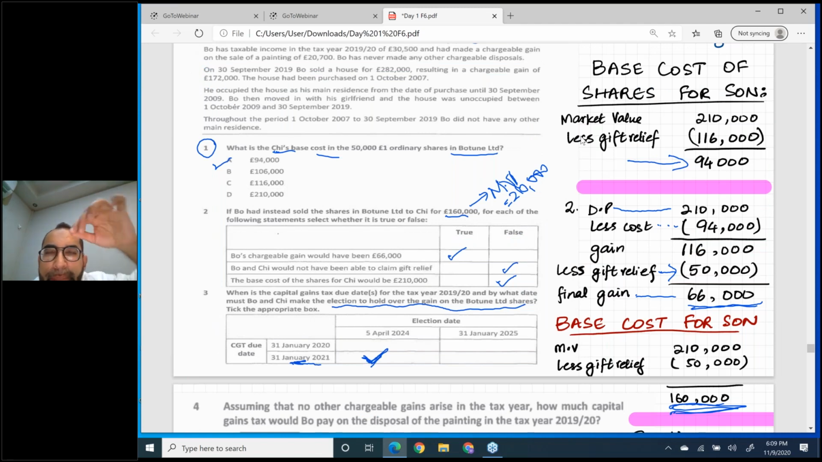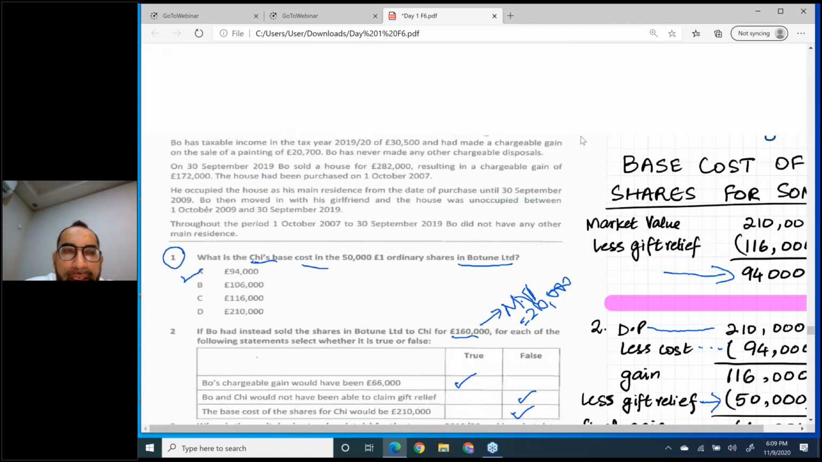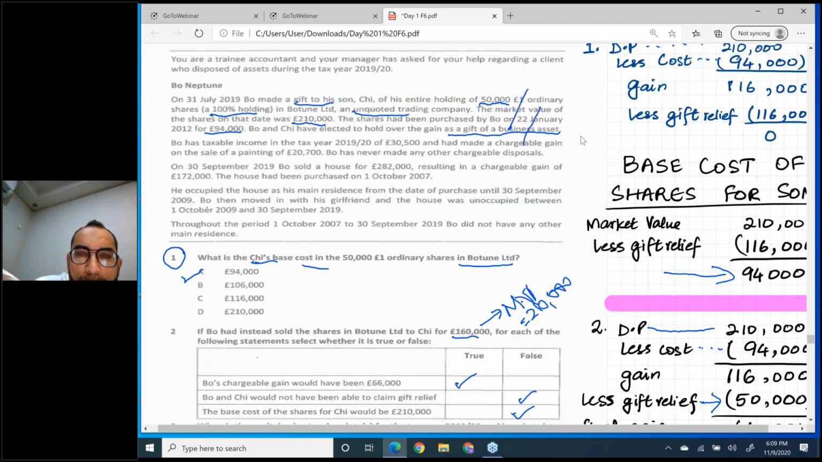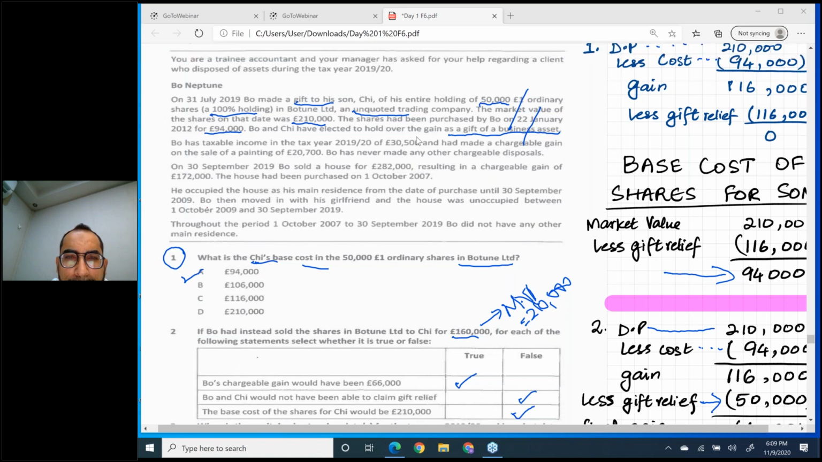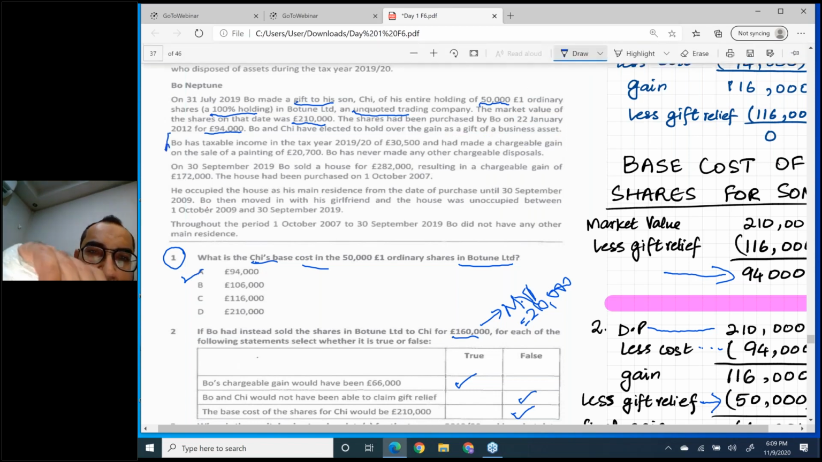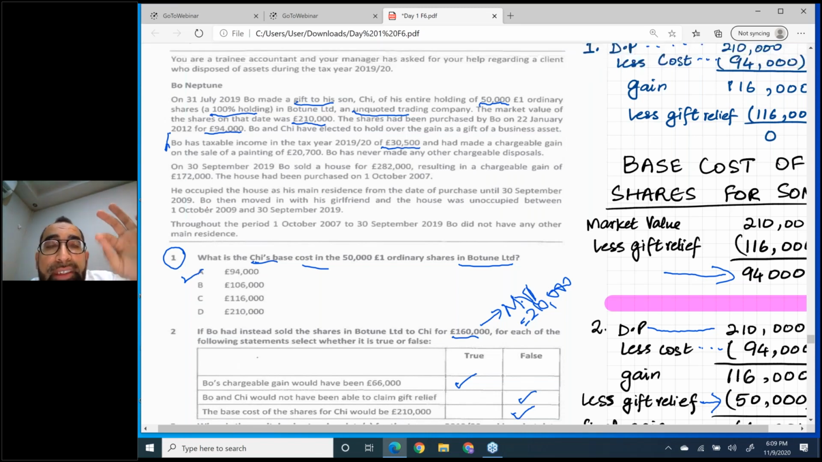Now, a little bit of tax computation in this question. It is written: Bo has taxable income for 19/20 of 30,500. Taxable income means non-savings, interest and dividend. Non-savings, interest and dividend is right now 30,500, and he had made a chargeable gain on the sale of a painting for 20,700.